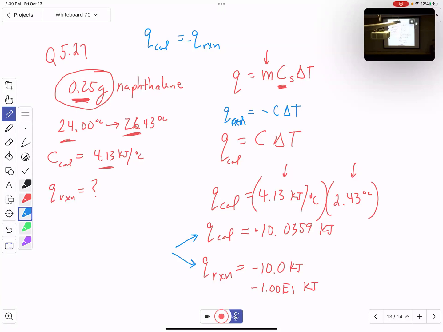Yeah. Is it fair to say that when you use Q equals negative C delta T, it's for the heat of the bomb calorimeter only? You'd use the other equation for the rest? That would be for the reaction if it was negative C delta T. Okay. And that's why I said we're kind of doing that in this step here, just flipping the sign for us. Yeah.